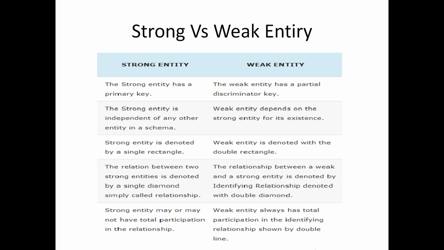A strong entity is denoted by a single rectangle, and this we talked about, it's going to be a double rectangle. The relation between two strong entities is denoted by a single diamond, whereas the relationship between a weak and a strong entity is denoted by a double diamond, which is called an identifying relationship. A strong entity may or may not have total participation in the relationship, but a weak entity always has total participation in the identifying relationship, shown by the double line. So these are the differences between strong and weak entity.